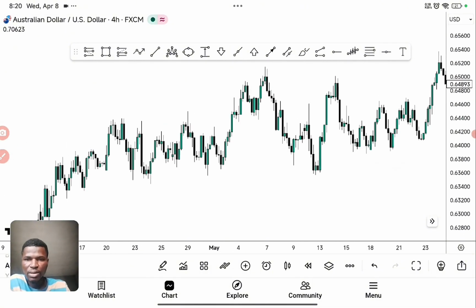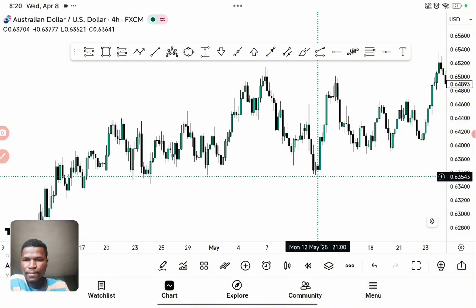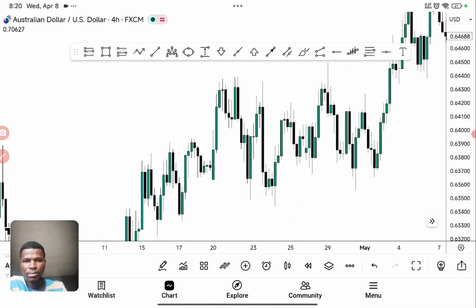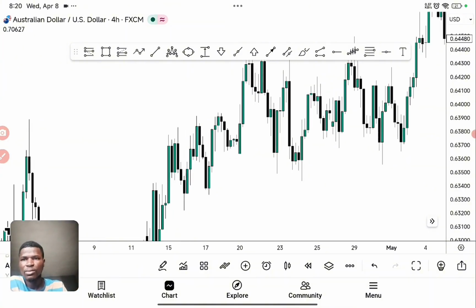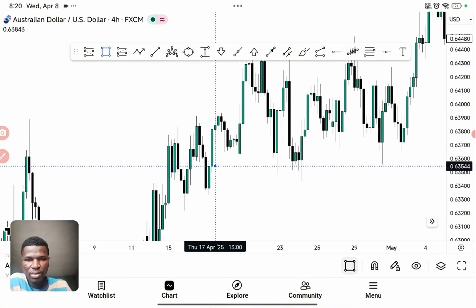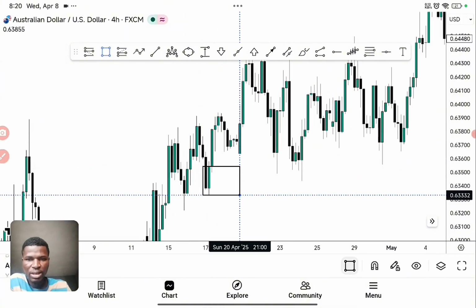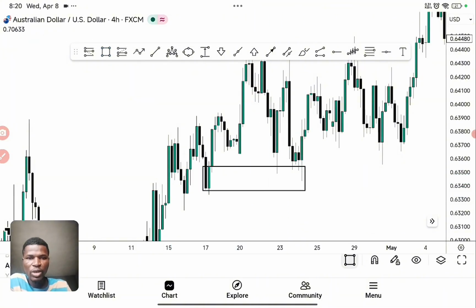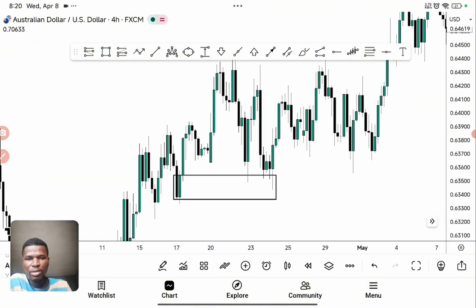Well, as you can see, this is a key level. This is an area of support. You see, when the price reached here, it immediately rejected. This wick also means rejection.